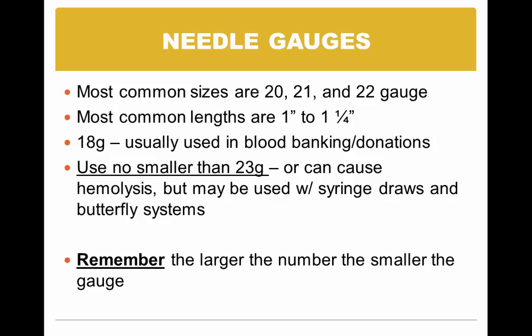And then we talked about the other day as well, the 25 gauge is the smallest to use for drawing blood, but it's not normally used because it can cause the red blood cells to break apart. We did kind of talk about that the other day.